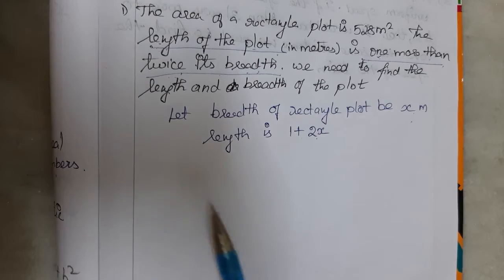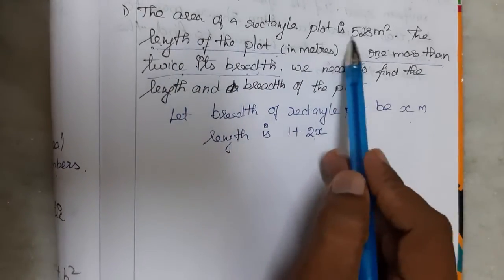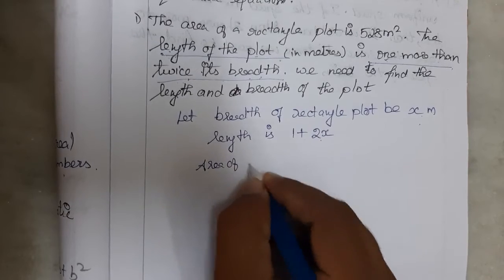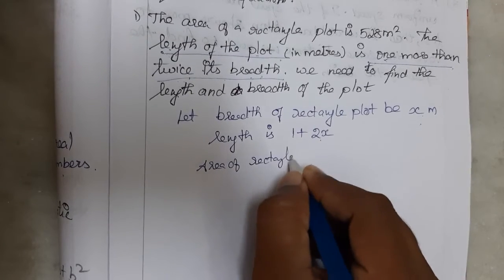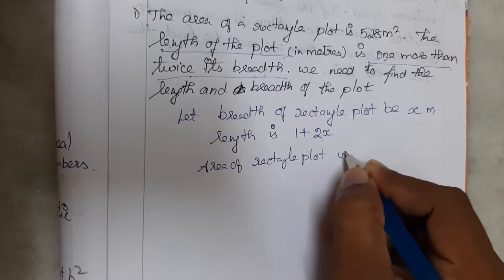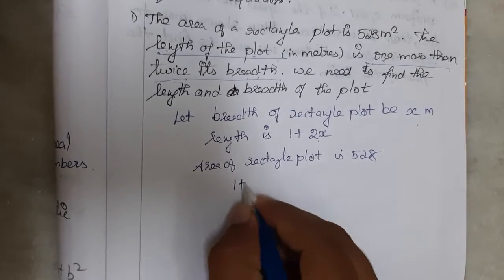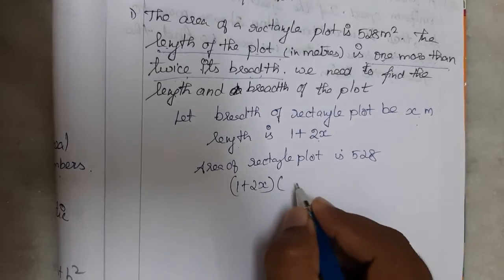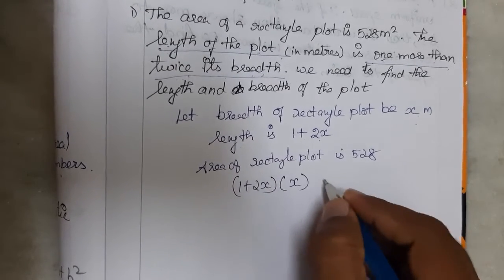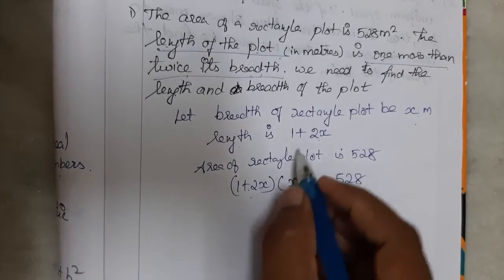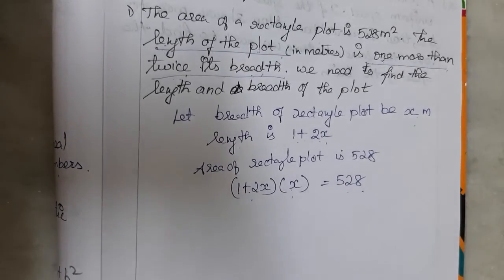So length is 1 plus 2x. The condition is the area of the rectangular plot is 528. The area of the rectangle is length into breadth, right? Length into breadth is equal to 528. Length is 1 plus 2x, breadth is x, so (1 plus 2x) into x is equal to 528.